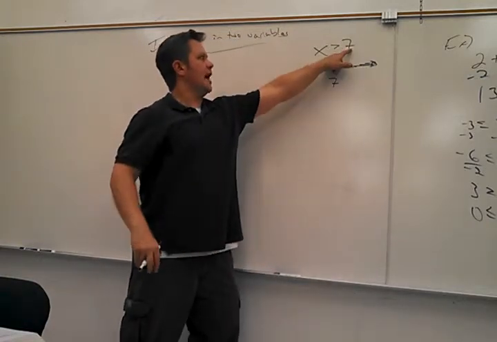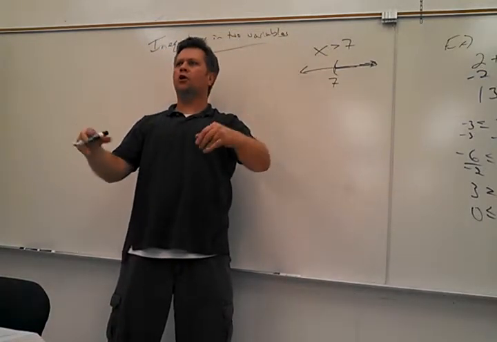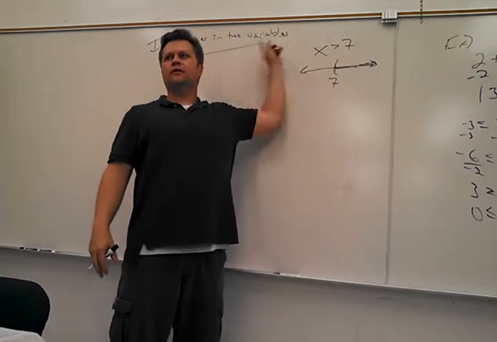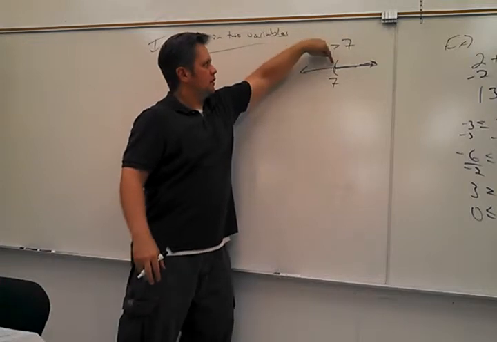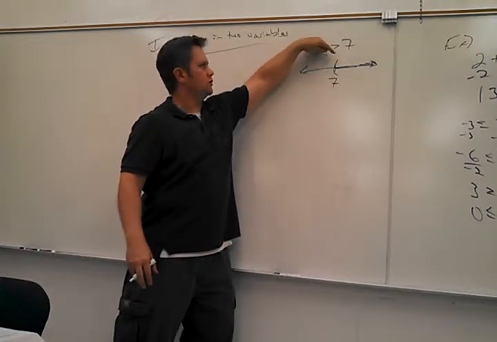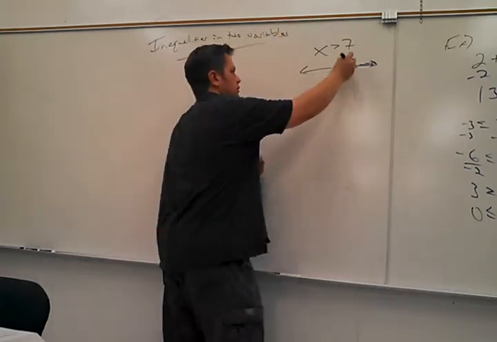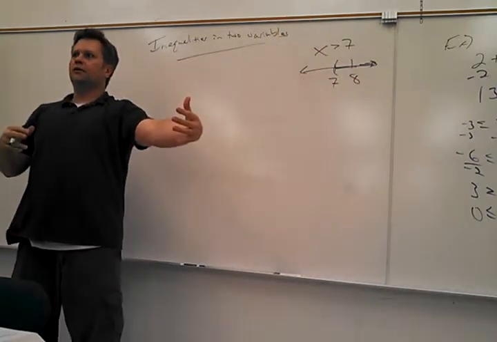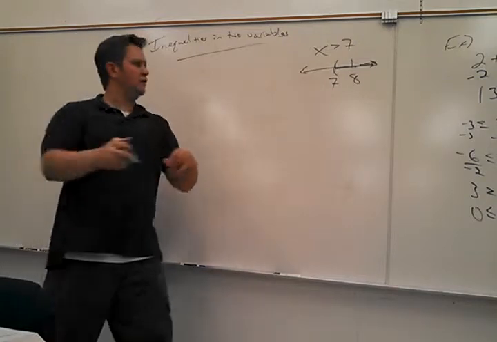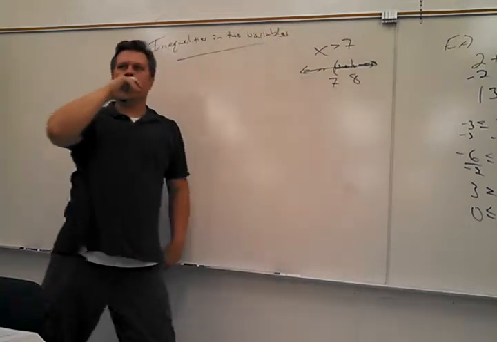So the whole idea is that 7 is the dividing line between answers and non-answers. Those are the answers because that says to shade that way, right? Also, it's the answers because 8 is bigger than 7 if I want to test a point. You guys kind of with me? So every single point on this side, of course, works, and every point on that side does not work.